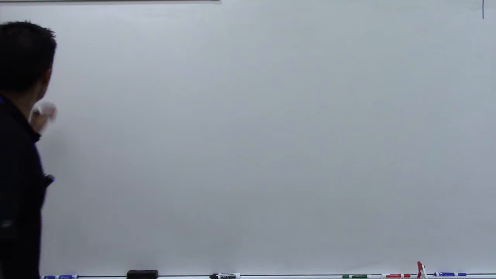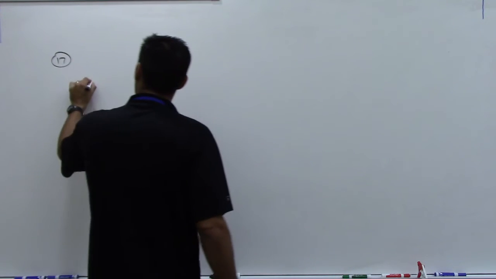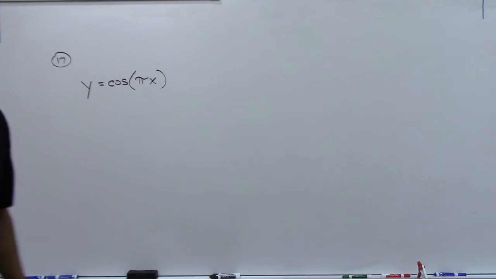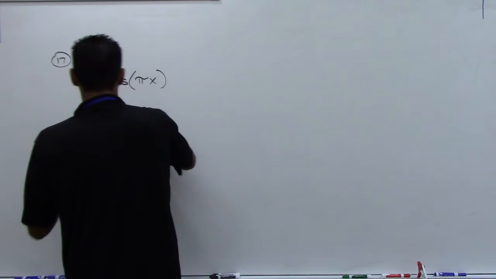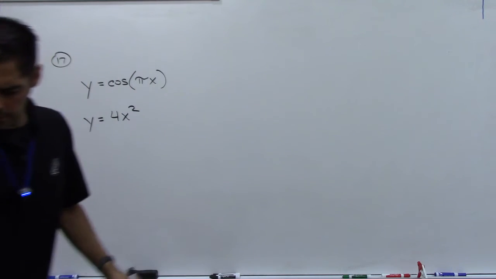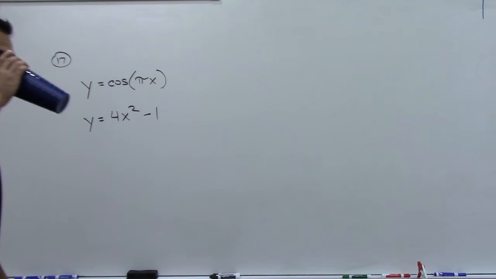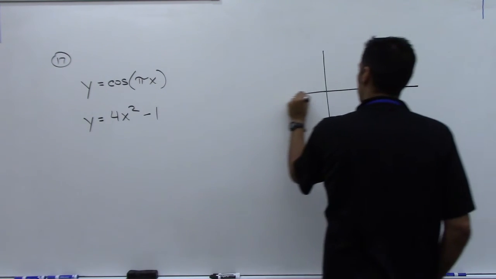Number 17. y equals cosine pi x and y equals 4x squared minus 1. Yeah, this graph is going to be weird. So let's see here. See what I can do with this.